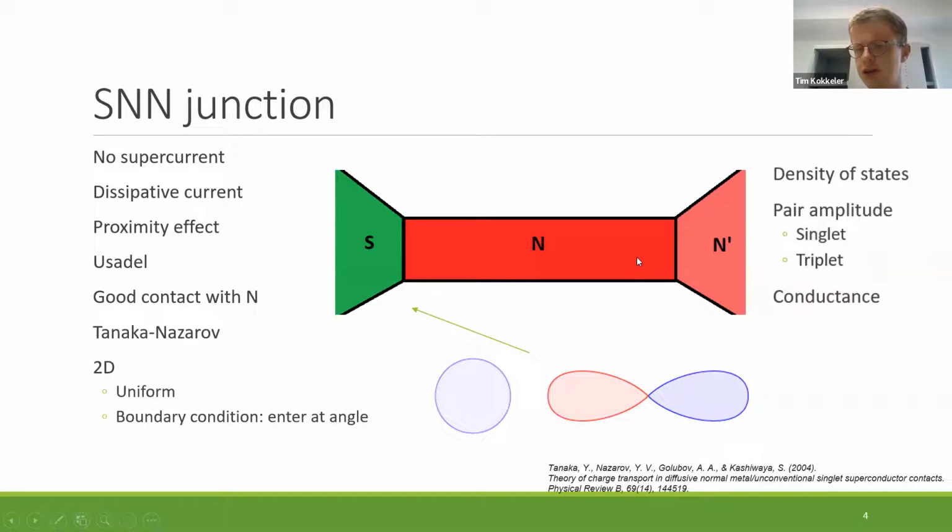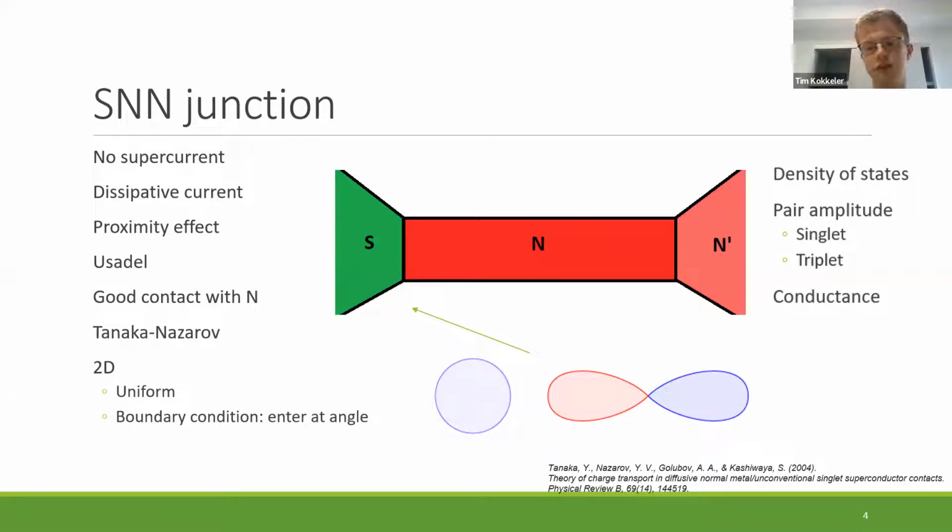So we assume that the contact between the dirty normal metal bar and the electrodes is very good, so that we have continuity of the Green's function on this side. On the other hand, at the junction between the superconductor and the normal metal bar, we will use the Tanaka-Nazarov boundary conditions, a generalization of the Nazarov boundary conditions to include also unconventional superconductors.